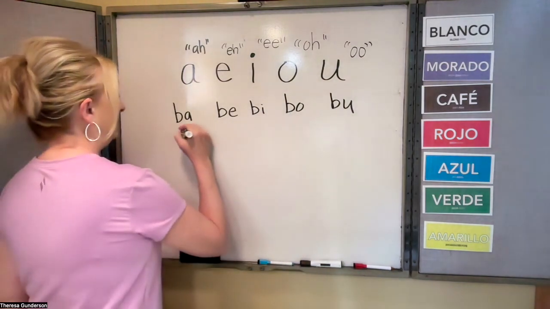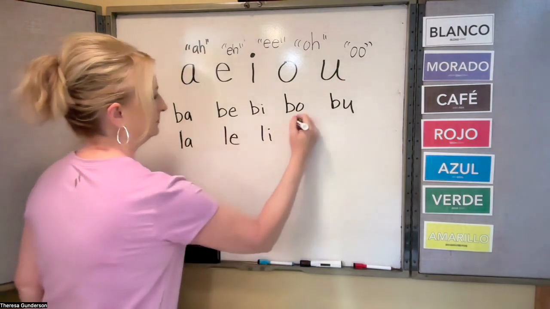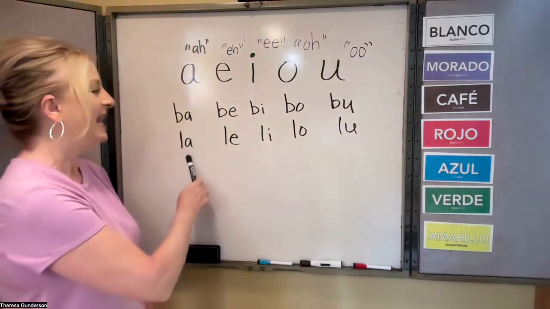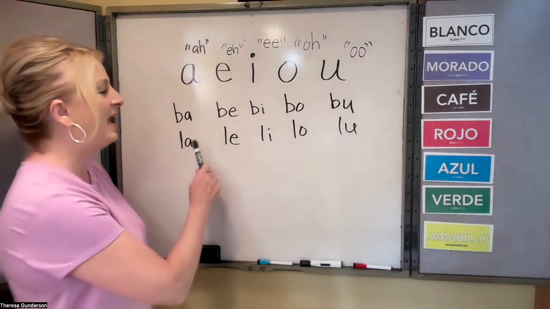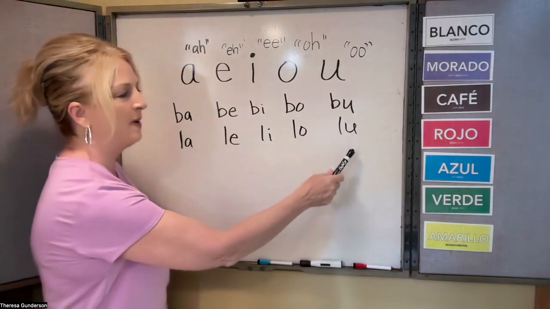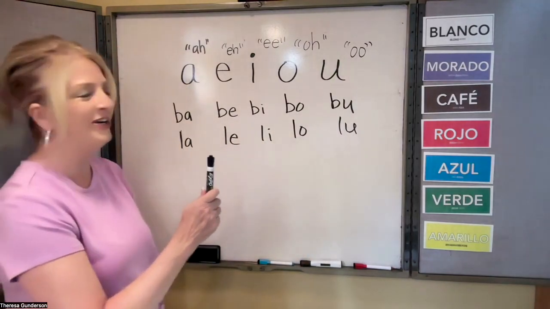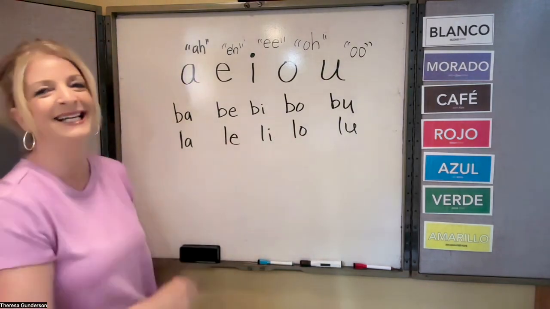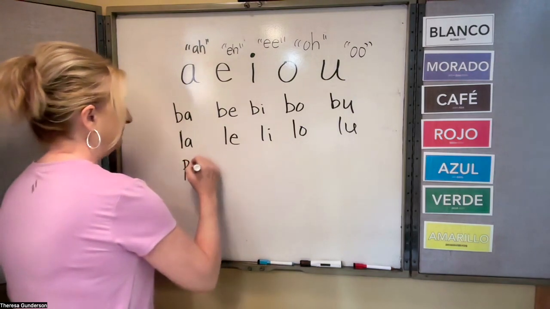Let's do an L. Okay, ready? La, le, li, lo, lu. Let's sing it now. La, le, li, lo, lu. Go backwards. Lu, lo, li, le, la. Let's go in random order. Lu, le, lo, li, la. And let's do one more. We'll do a P.